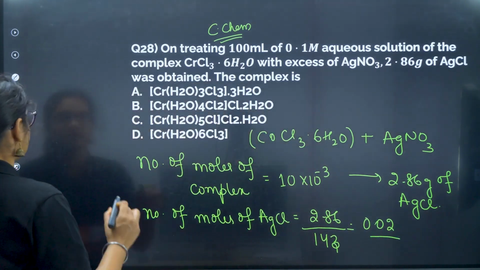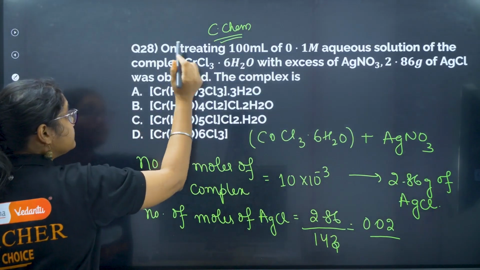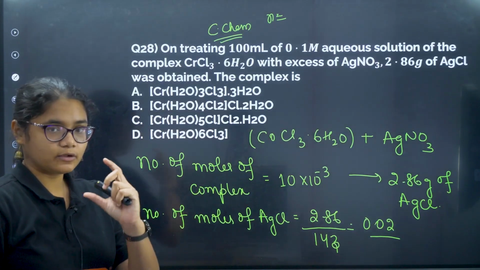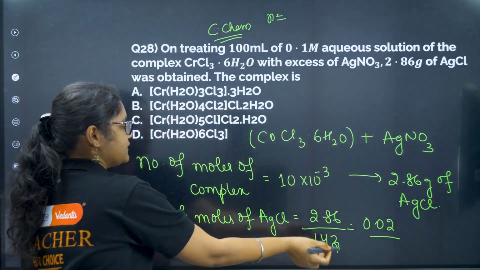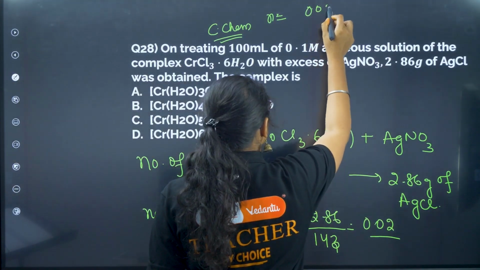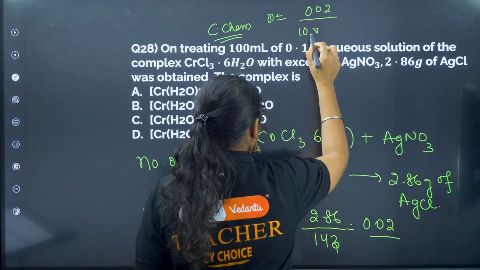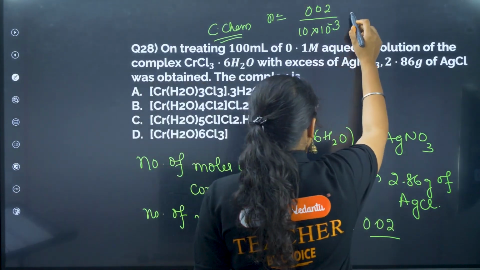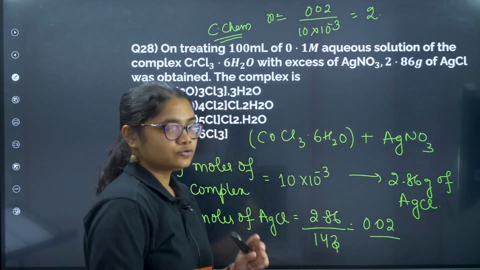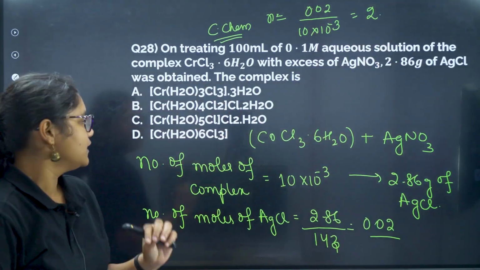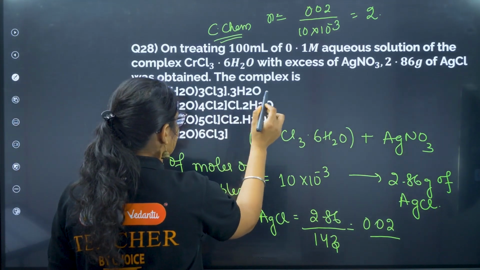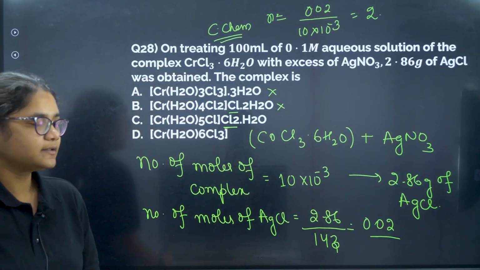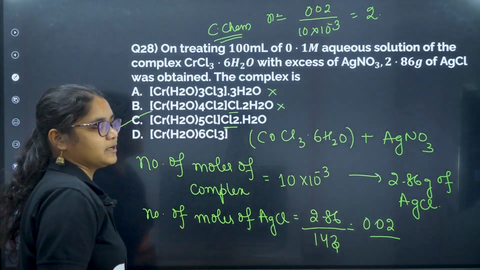Now how to calculate? We can calculate this one as the n value, like how many chlorines will be there outside. So just divide these two, that is 0.02 divided by 10 into 10 to the power of minus 3. If you solve this, we will get 2, right? So that means 2 chlorines should be outside the complex. Now in the structures, here there is no chlorine outside, here there is 1 chlorine, and here there are 2 chlorines outside the complex. So the correct answer for this question is option C.